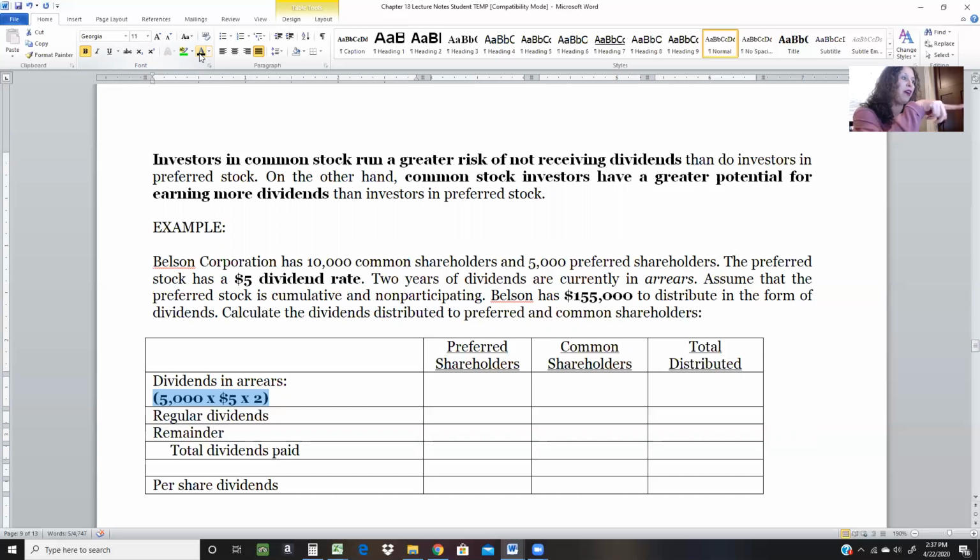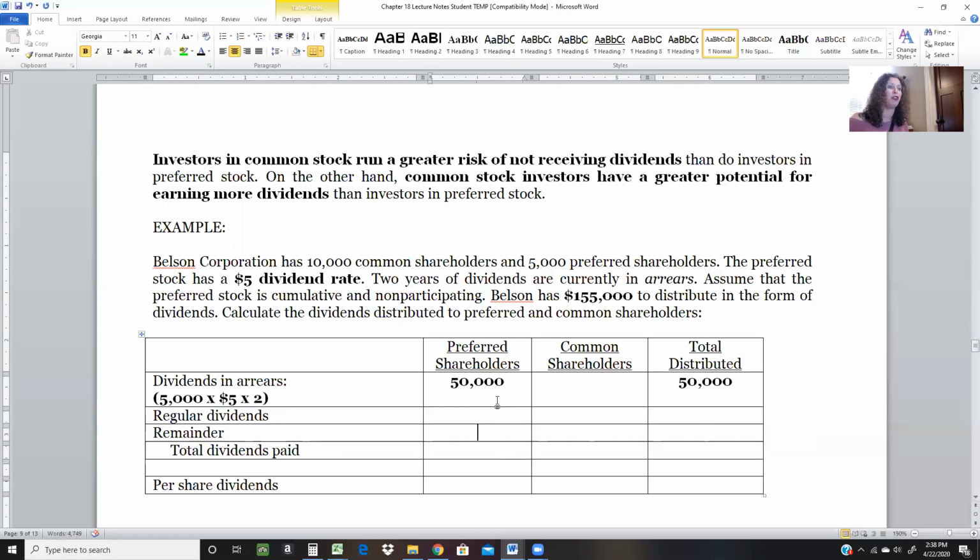So 5,000 times 5 is $25,000 in dividends times 2 years. So the first thing we're going to do is take care of our arrears by giving $50,000 to our preferred stockholders. So that means we've given out $50,000.